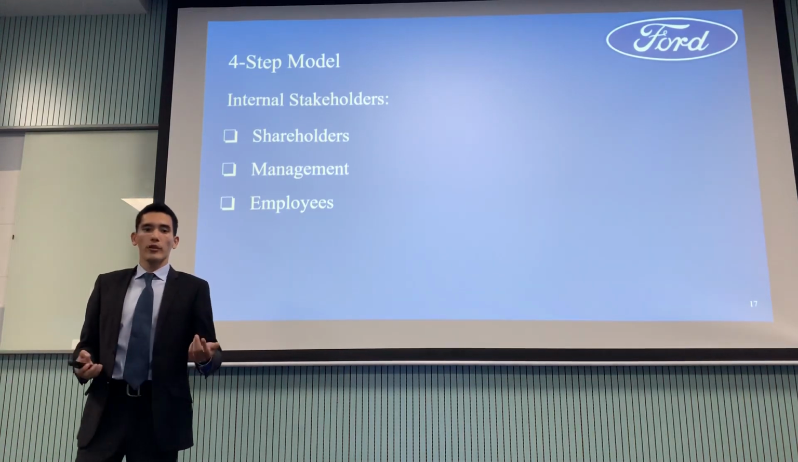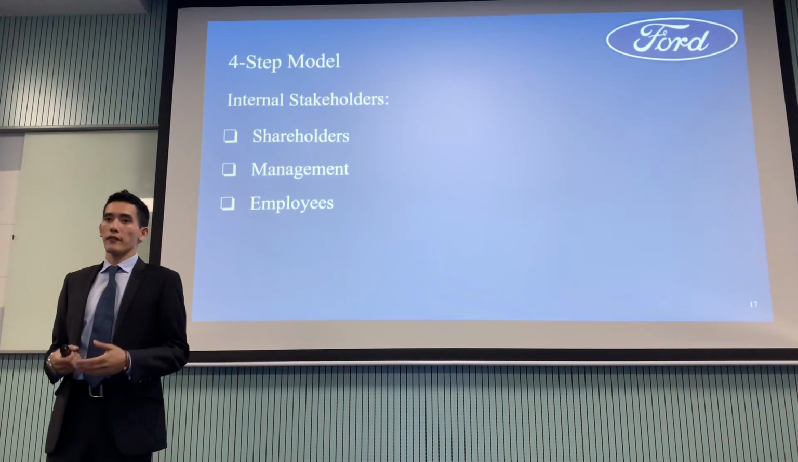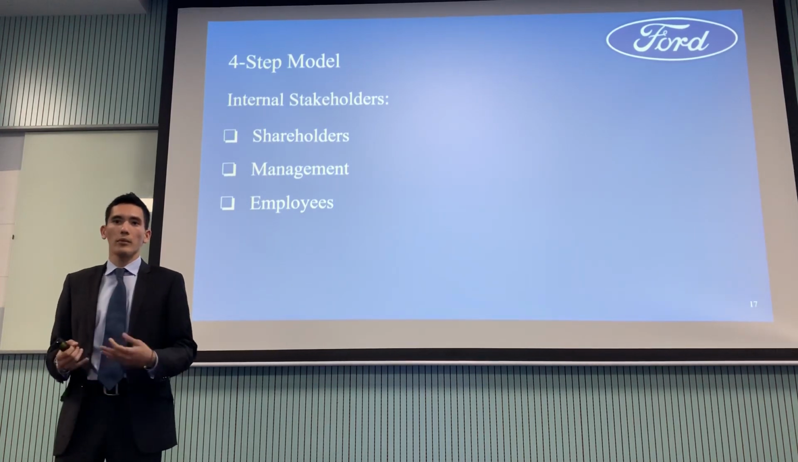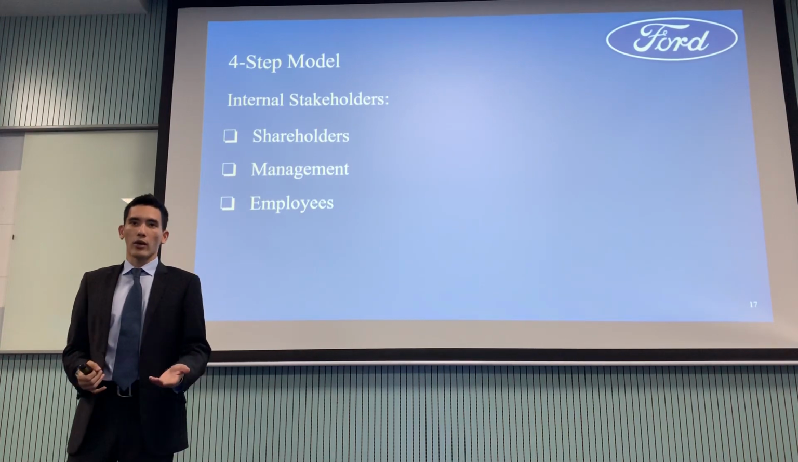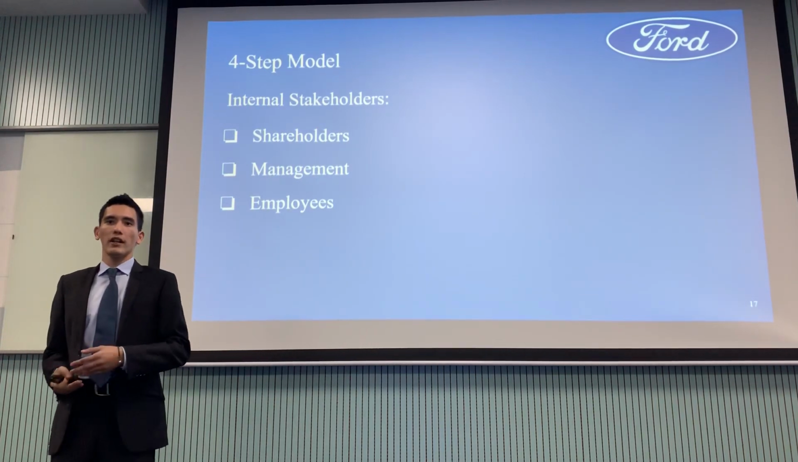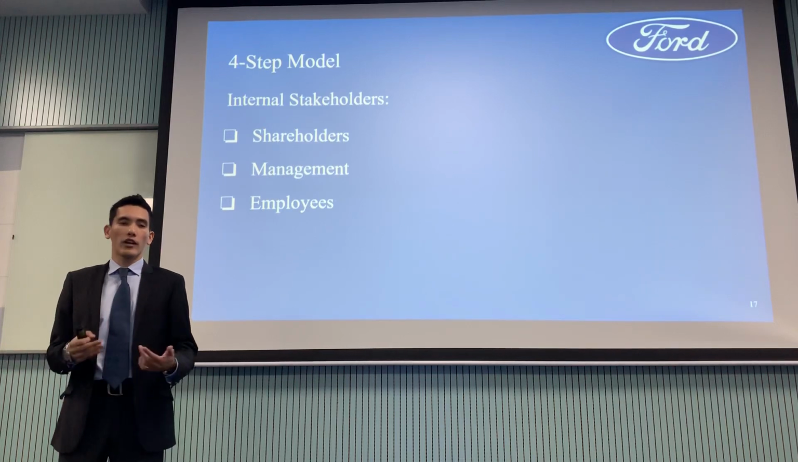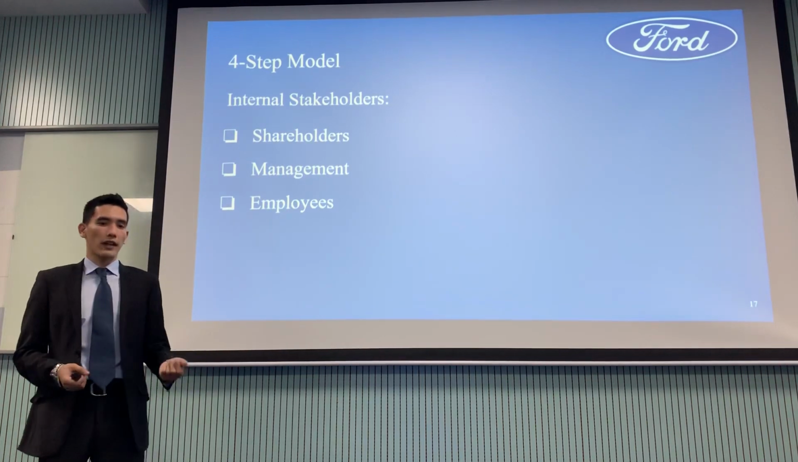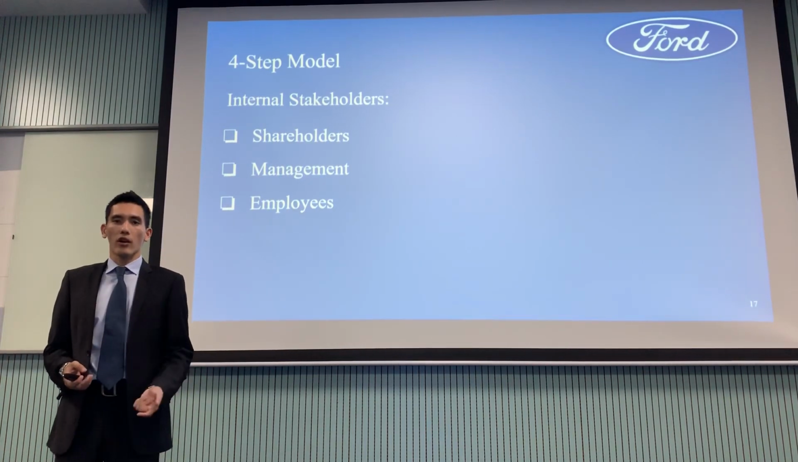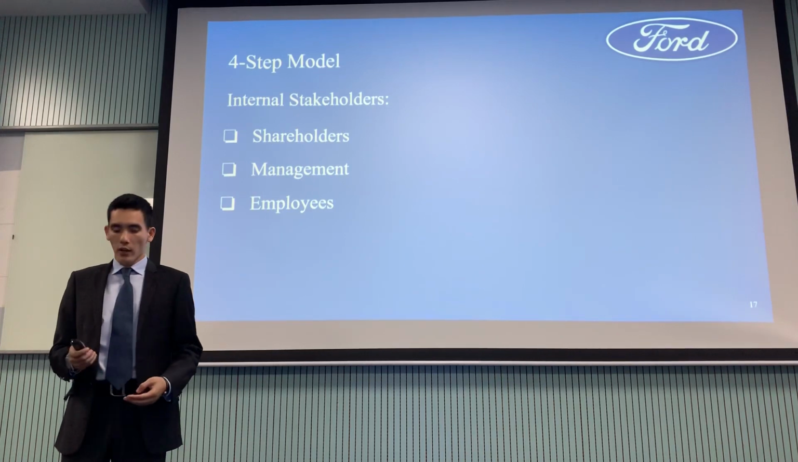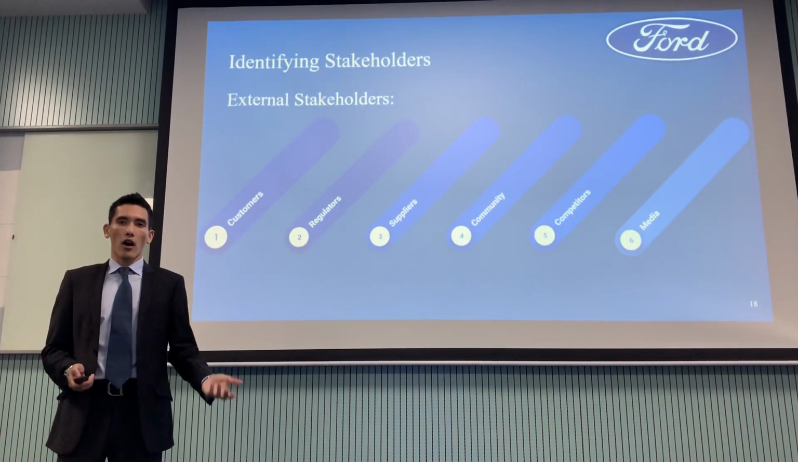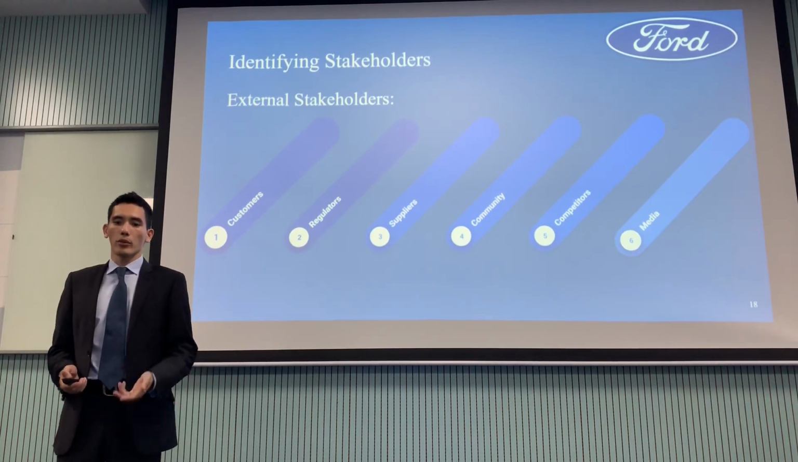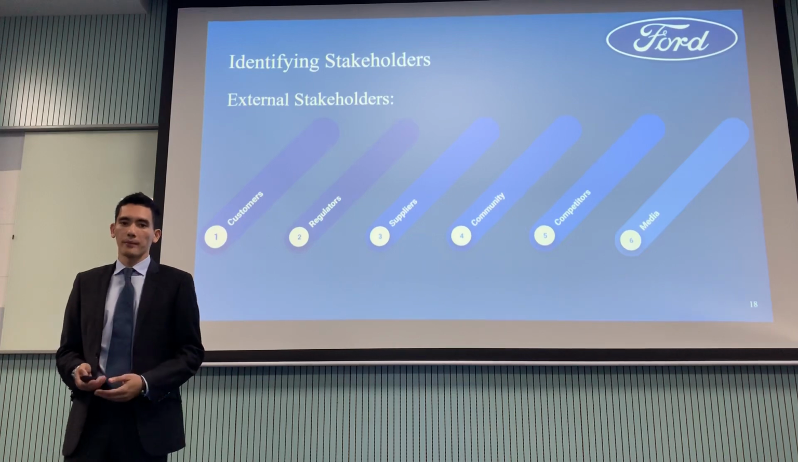Thank you, Valentin. So moving on, this is the 4-step model, a 4-step process where we need to identify, understand, prioritize, and create a communication plan with our stakeholders. So these stakeholders can be divided and classified into 2 categories, which are internal and external stakeholders. So for the first step, we identified our internal stakeholders to be shareholders, management, and employees, whereas our external stakeholders add up to 7, which are customers, regulators, suppliers, community, competitors, and lastly, media.